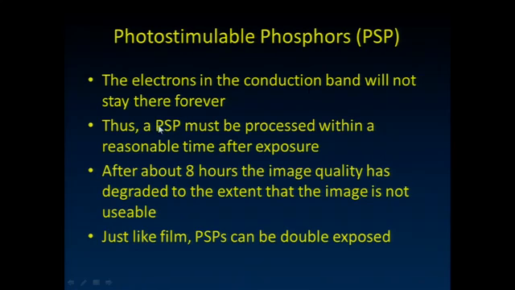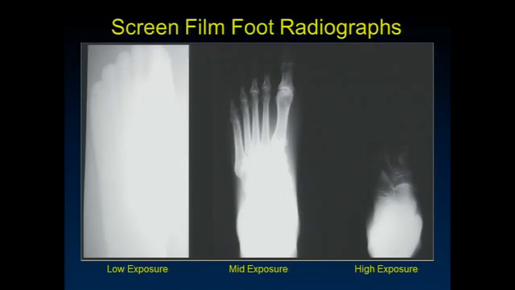You've got to process that plate within a reasonable amount of time. If you go take a radiograph with a CR plate and wait 8 hours, the image quality is going to degrade quite a bit, because some of those electrons are going to move on their own from the conduction back into the valence band. And so after about 8 hours, the image quality is degraded to the extent the image isn't really usable. And just like film, photostimulable phosphors can be double exposed, right? The tech can accidentally take another image on top of the first one, and you can have a double exposure.